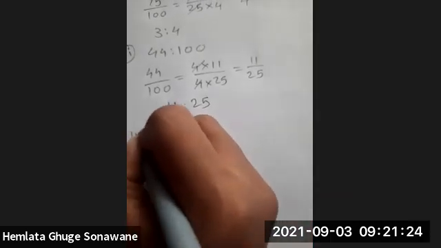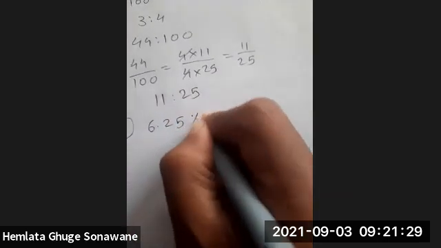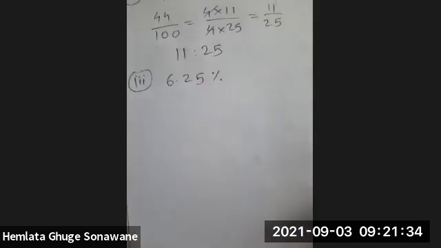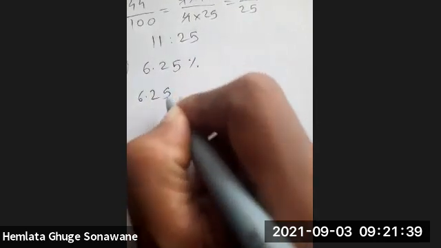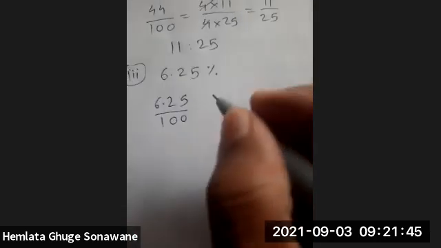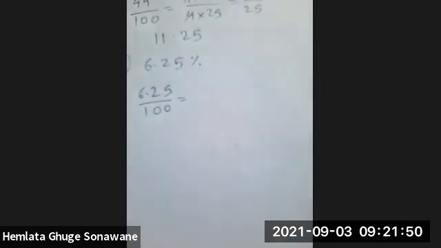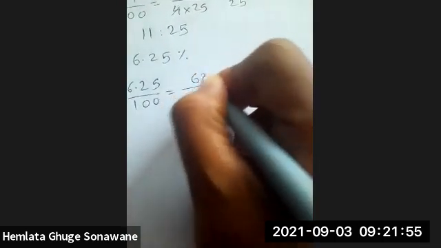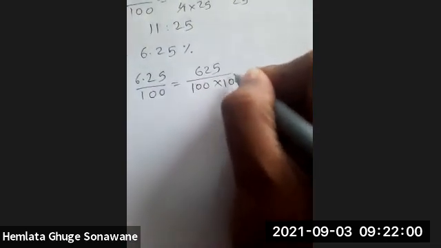We'll move towards the third example, 6.25%. Now here the percentage given is 6.25. We'll write 6.25 percent as 6.25 into 1 upon 100. Okay, we'll write down 6.25 as 6.25 upon 100. So it becomes 625 upon 100 into 100.